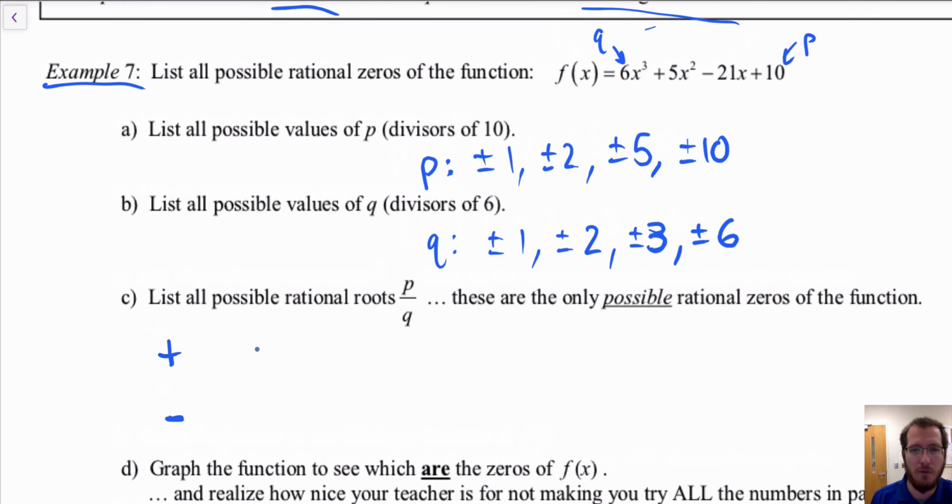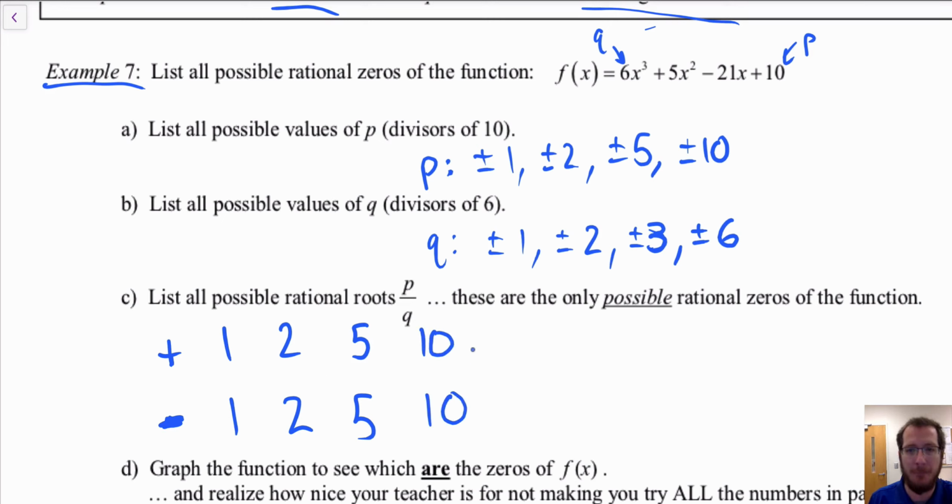All right, so 1 over 1 is 1. 2 over 1 is 2, and so on. These are all my negatives. I'm going to just write this out front to save making a whole bunch of messy negatives. 10 and negative 10. All right, so we've taken care of this one.